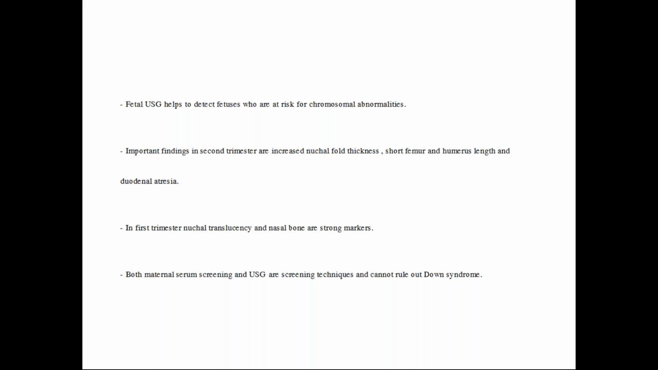Go for maternal serum screening, that is HCG levels or whichever is recommended, and ultrasound screening techniques. If we do only serum screening and ultrasound, they cannot strongly rule out Down syndrome, but you have to go for a screening first, and if risk is there, then you have to go for amniocentesis or quadricentesis.